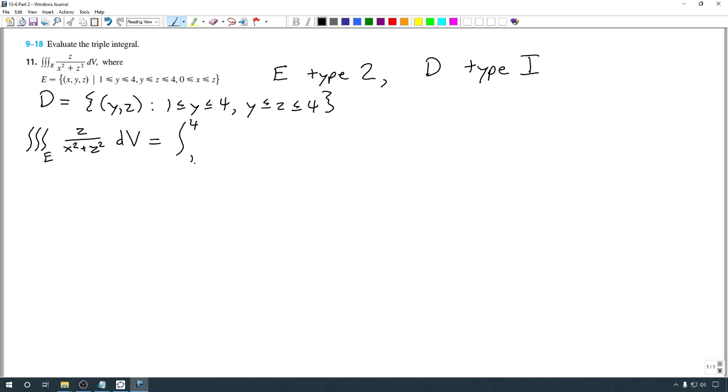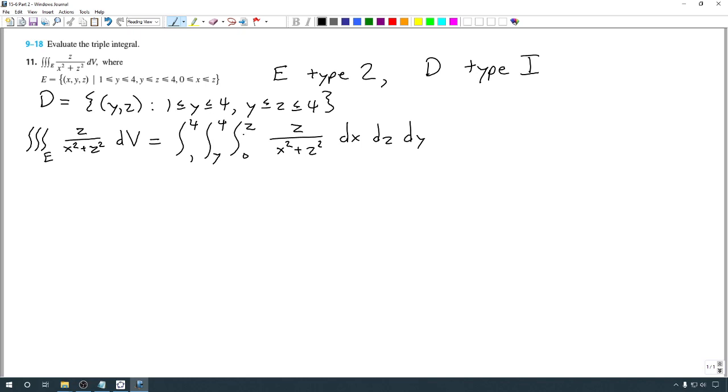So y is going to go from 1 to 4, z is going to go from y to 4, x is going to go from 0 to z. We still have our function. That's actually not affected by our breakdown of E. And then we have to remember our order here. The innermost integral sign corresponds to x, so that's going to be the innermost variable. Our second one corresponds to z, so we put dz next. And then finally our outermost one corresponds to y, so we put dy as our last variable. And now we just need to do these integrals.